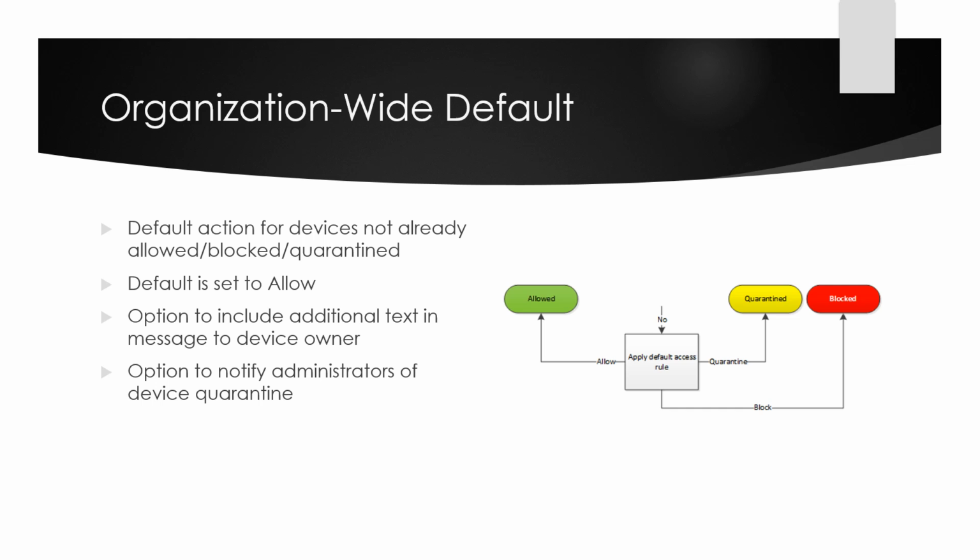So in those cases, you may add your help desk in, or a particular administrator who is responsible for mobile device management. If the device is blocked, an email is sent to the user, but it is not downloaded to the device. And if the organization-wide default setting is set to allowed, which is the default, then of course the device will be allowed through.